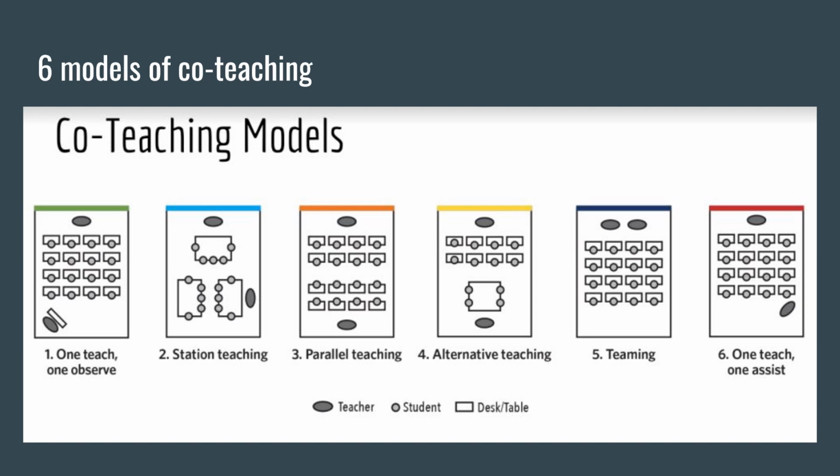The 6 models of co-teaching are one teach, one observe; station teaching; parallel teaching; alternative teaching; teaming; and one teach, one assist. One teach, one assist is the most common form of co-teaching that people know about. The general education teacher teaches the class, and the special education teacher will monitor and help the students in the classroom. It's important for the special education teacher to help students with and without disabilities.